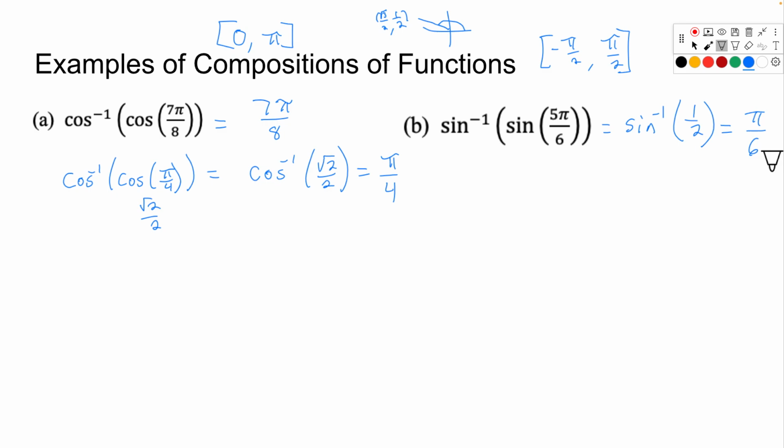Does that make sense? It's tempting to just say, well, the inverse sine undoes a sine, and then the answer would be 5 pi over 6. But you can't have an answer of 5 pi over 6 for an inverse sine question. Inverse sine, your answers have to be limited to negative pi over 2 to pi over 2.